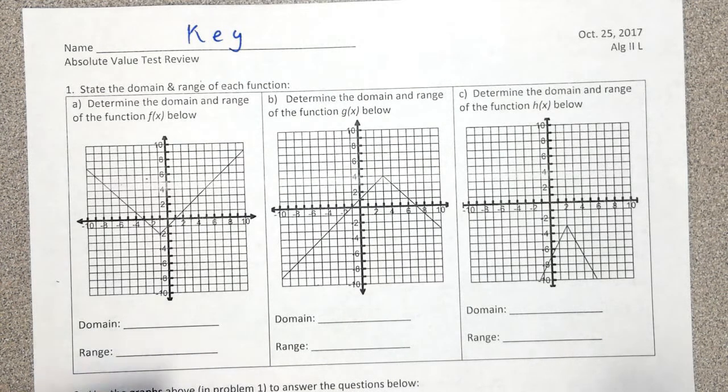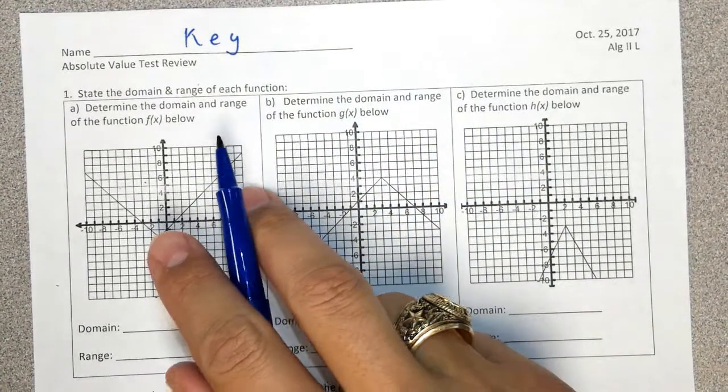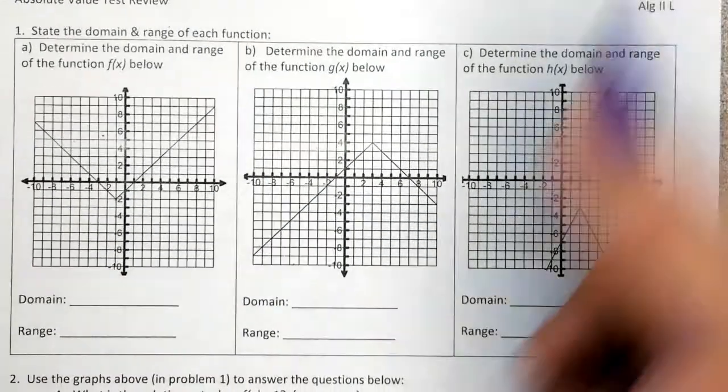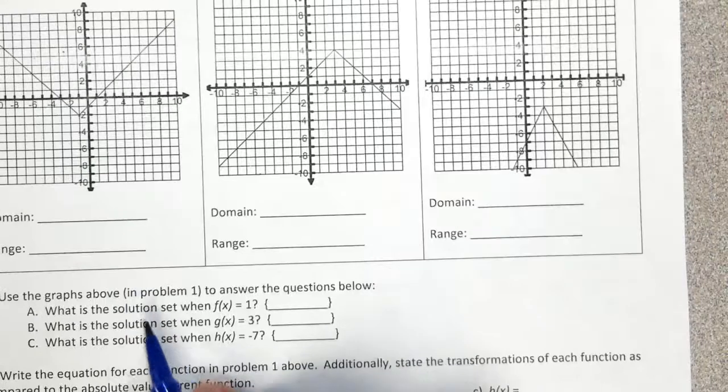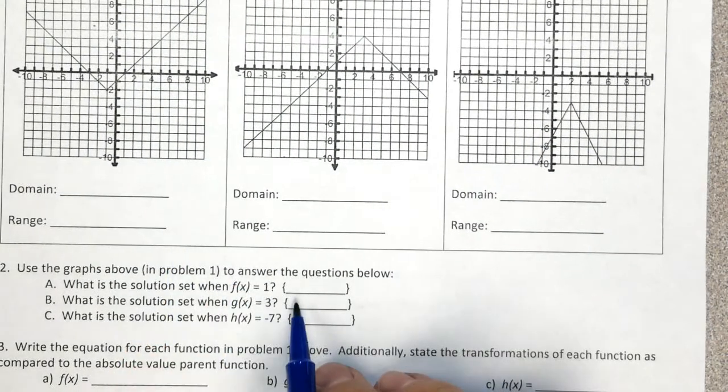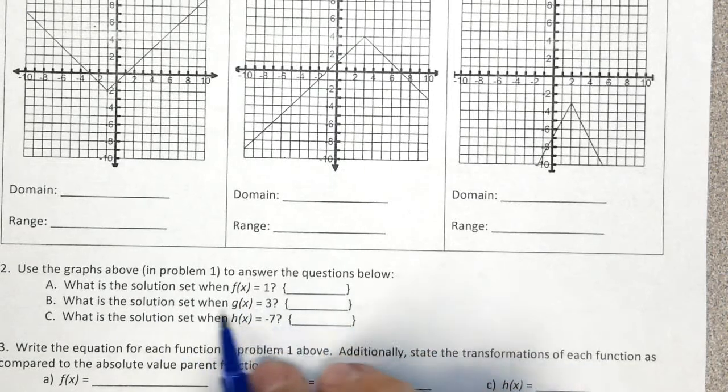Okay, this is the review for the absolute value test. This is going to be probably part one of several. Question number one, we have three different graphs, and on these three graphs we're asked to find the domain and range. And then on number two, we actually come back to problem number one and need to find these solutions here.